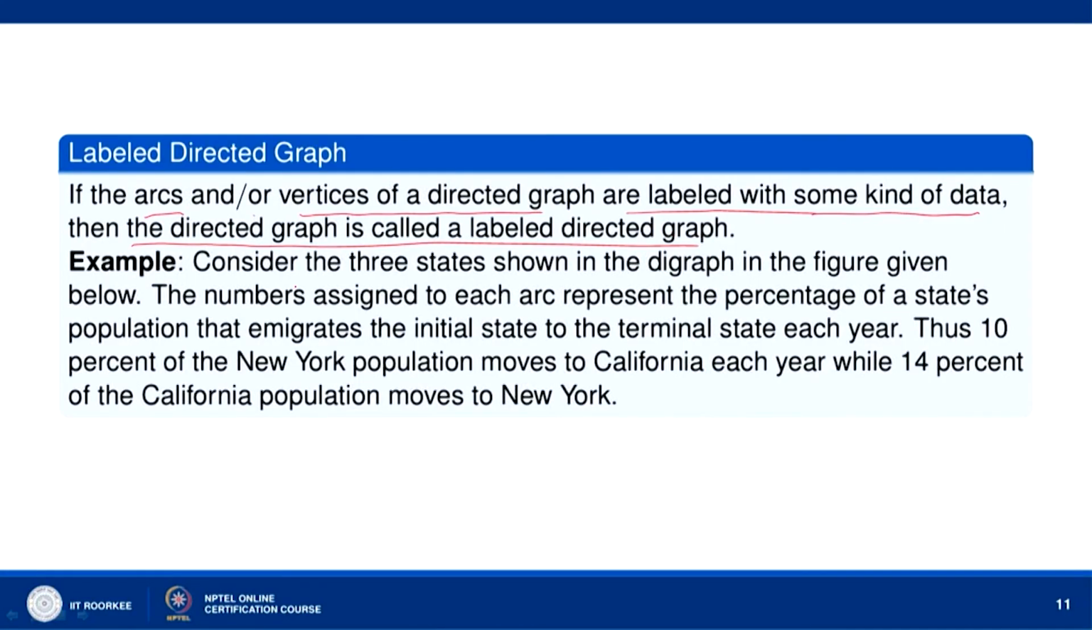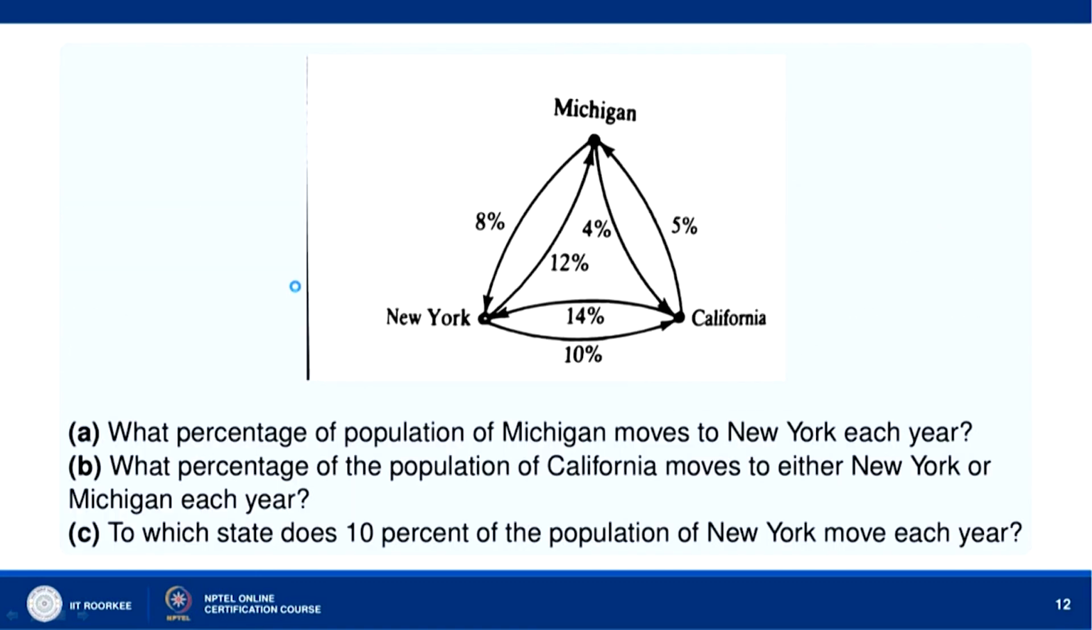Now, let us consider the 3 states shown in the digraph in the figure given below. You see this digraph. Here the edges and the vertices are labeled. This vertex is New York, this vertex shows Michigan, this vertex shows California, and these edges are labeled with 8%, 12%, 4%, 5%, 14%, 10%. So, it is a labeled directed graph.